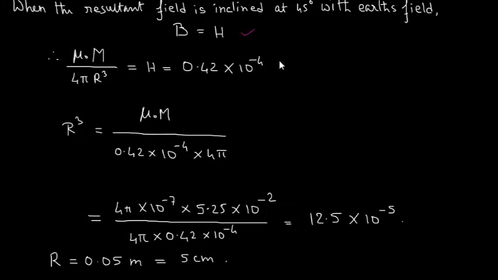Therefore, μ0 M / 4π R^3 = H = 0.42 × 10^-4. Therefore, R^3 = μ0 M / (0.42 × 10^-4 × 4π). Upon solving, we get 12.5 × 10^-5. R = 0.05 meter, which is equal to 5 centimeter.